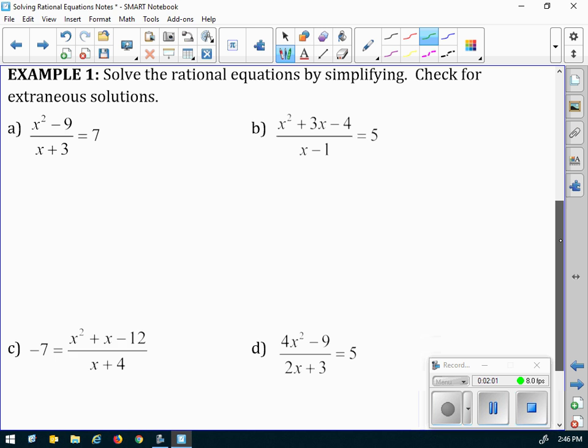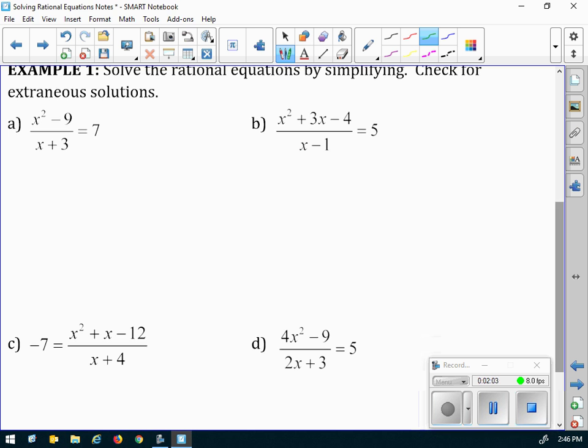Now, if you didn't see the equal 7 part, what would you be inclined to do? You would be inclined, I hope, to factor and see if you can simplify. That's what we're going to do. How does that numerator factor? Good. It's a difference of two squares. So that's x minus 3 times x plus 3.